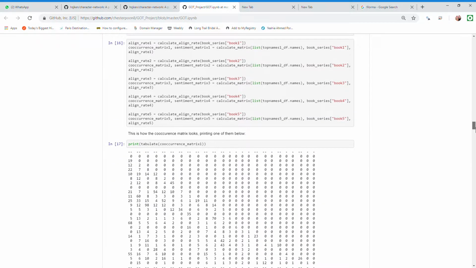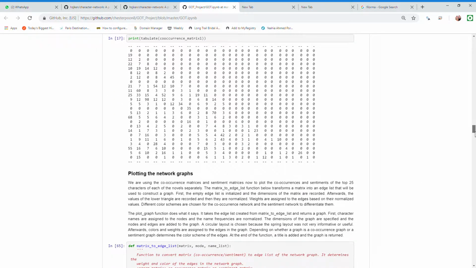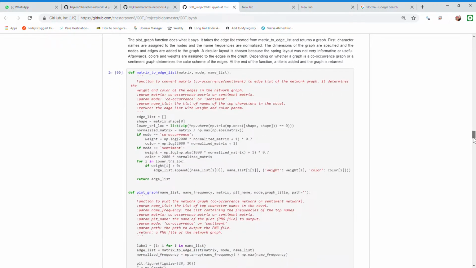And here's an example of just the co-occurrence matrix. What you have here is saying that these two characters, in this case whoever is up here in zero, have met 19 times, and this character has met 12 times. So this is just a count of the number of times the characters have met. And our sentiment matrix, if we print it, will show some positive value if it was mostly a positive sentiment that the characters expressed, or some negative value if it was a negative sentiment. So from here we go to plotting the graphs.